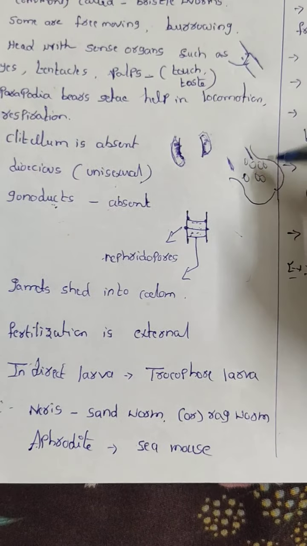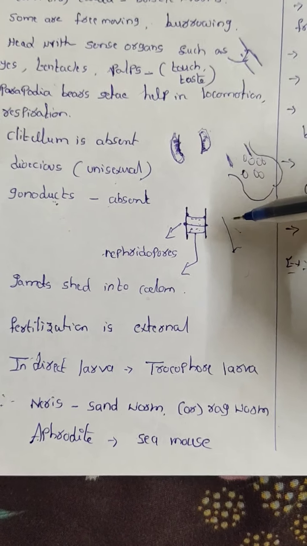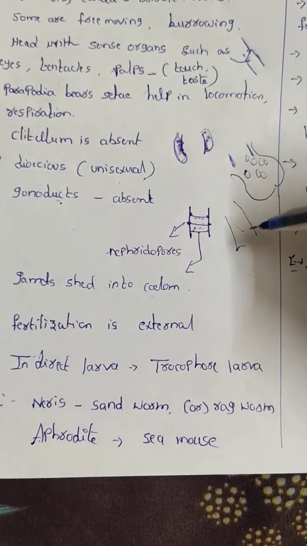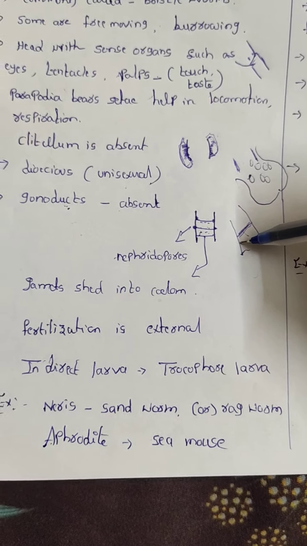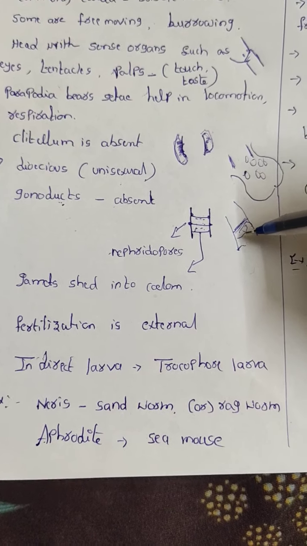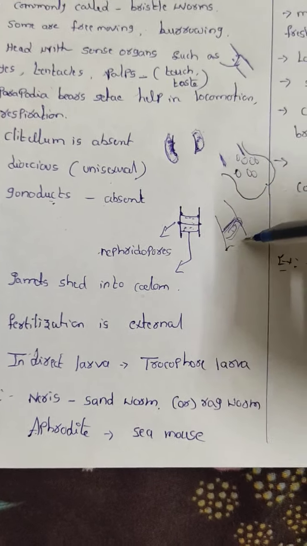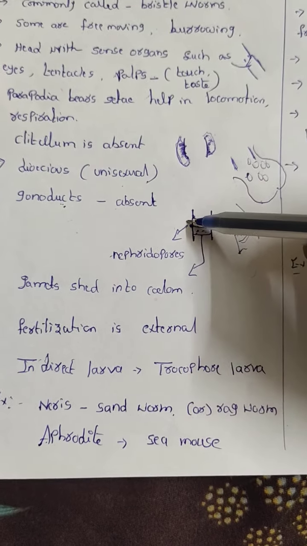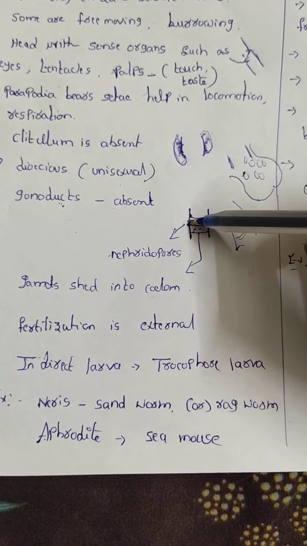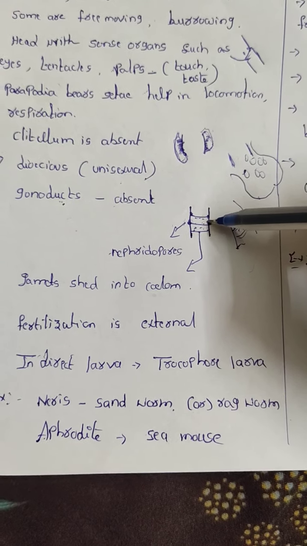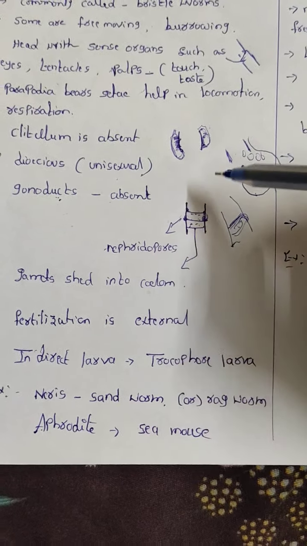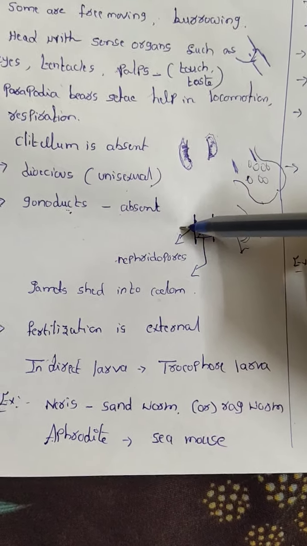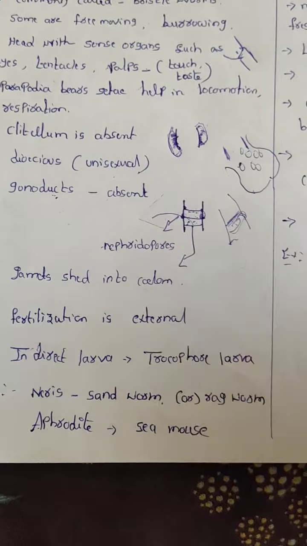Suppose at the time of copulation, this is the male organism, this is the female organism, they both participate sexually. Now the gametes are released outside. How do the gametes get outside? Here each segment externally has pores. Those pores are called nephridiopores. Through the nephridiopores the gametes come outside.